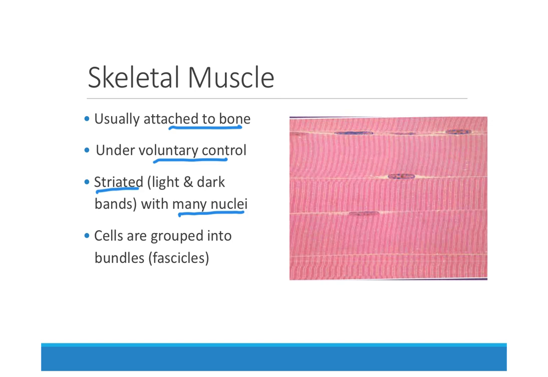Skeletal muscle is heavily organized, and we'll go through that in a minute. The muscle cells, which are sometimes called muscle fibers, are first grouped into bundles that are called fascicles. So that's the first level of organization, from a muscle cell or muscle fiber into a bunch of fibers making a fascicle.